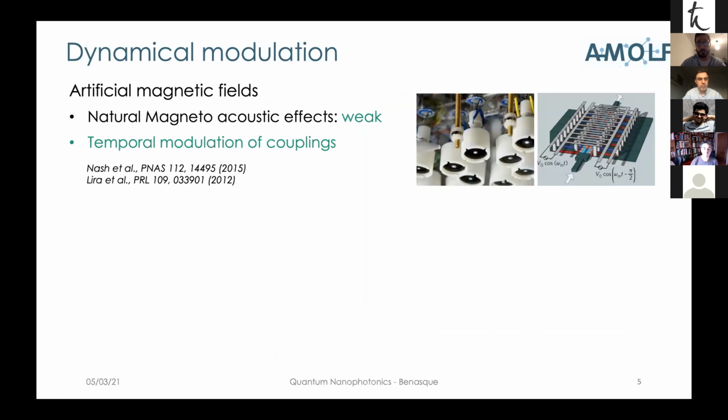Now, breaking time reversal symmetry, as easy as it is for a charged particle, is very hard to do for something that doesn't have charge, such as a photon or a phonon. And also, if we try to do so through magnetoacoustic effects, this is very hard because these are very weak. So our approach consists of using explicit time reversal symmetry breaking. What you get when you use temporal modulations of the couplings between resonators.